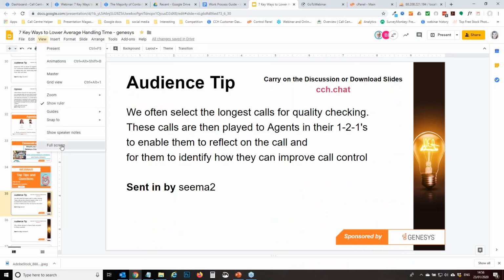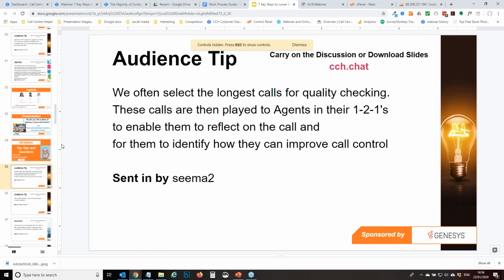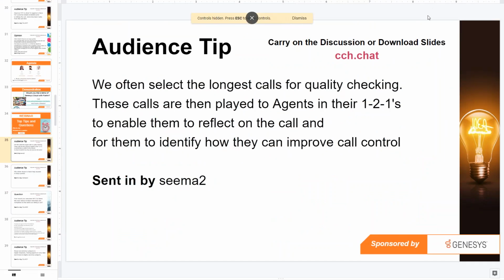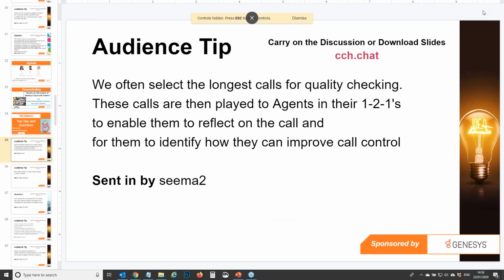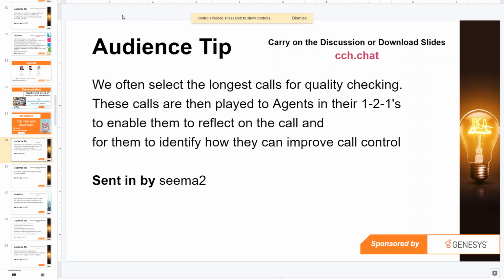Okay, so let's have a look at some of the tips. Seema has said, we often select the longest calls for quality checking. These calls are played to agents in their one-to-ones to enable them to reflect on the call and for them to identify how they can improve call control. Kim, what's your thought on this tip?